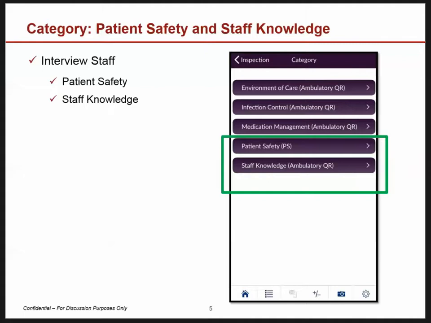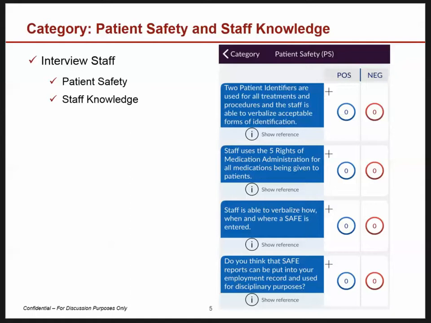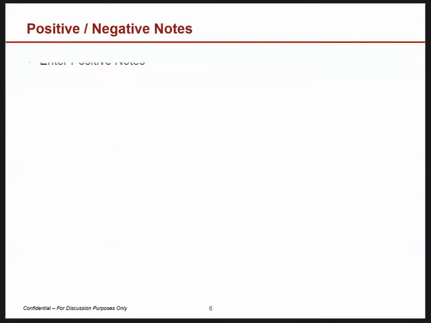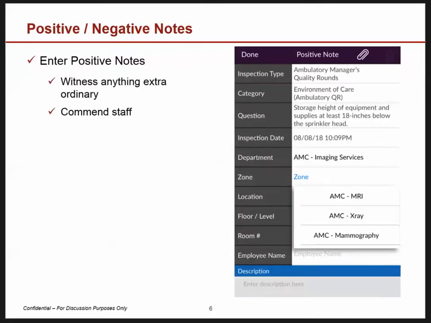The second 2 categories are patient safety and staff knowledge. This is when you will interview staff. Each question must have a positive or negative point. Positive and negative points. Enter positive points when you're witnessing anything extraordinary. Commend staff. Acknowledge the presence of something spectacular.